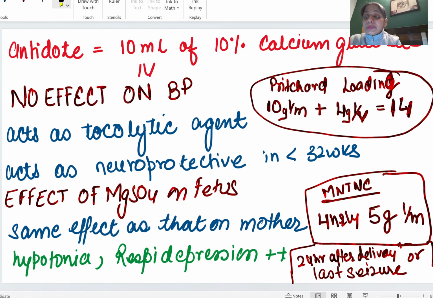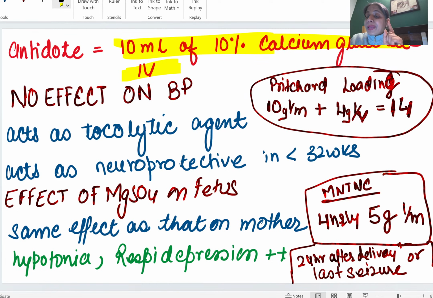What is the dose? 10 ml of 10% calcium gluconate IV. The big injection which comes in 10 ml. So it is the antidote of magnesium sulfate. Please remember.